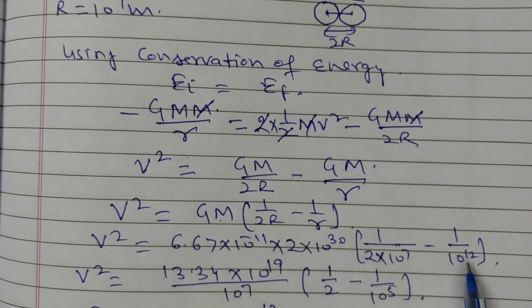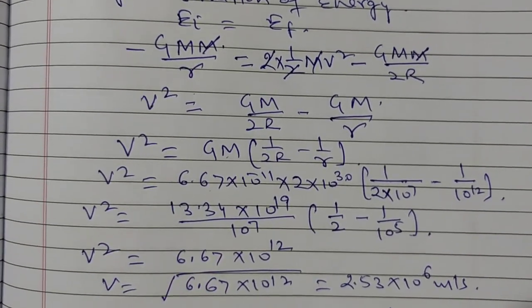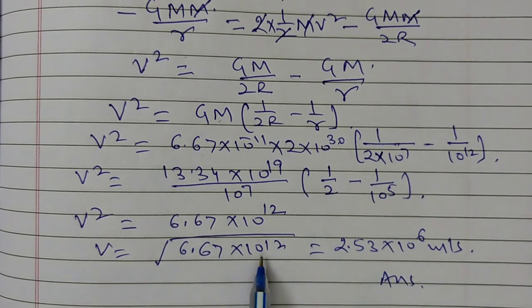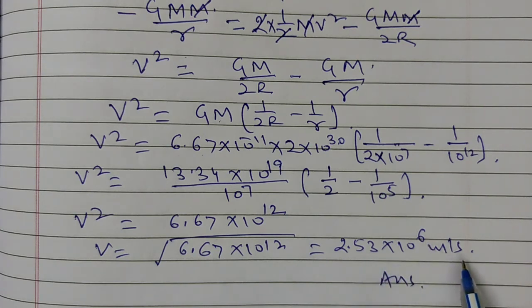On putting the values and on solving, this v square is equal to 6.67 into 10 raised to power 12. Now this v is equal to square root of 6.67 into 10 raised to power 12. So on solving, this is 2.53 into 10 raised to power 6 meter per second. This is the answer of this problem.